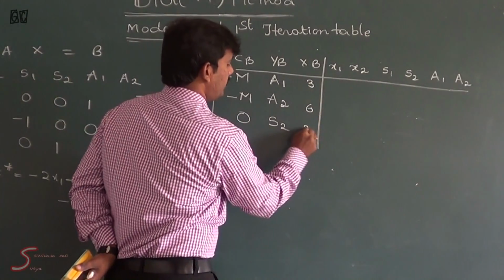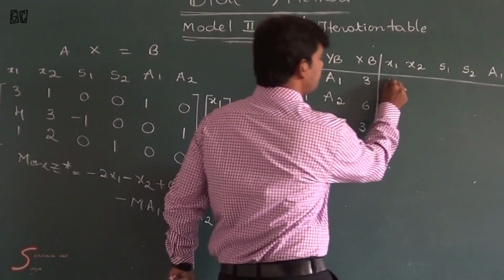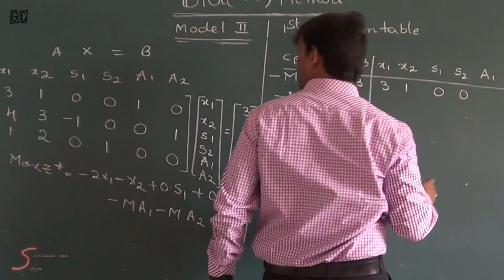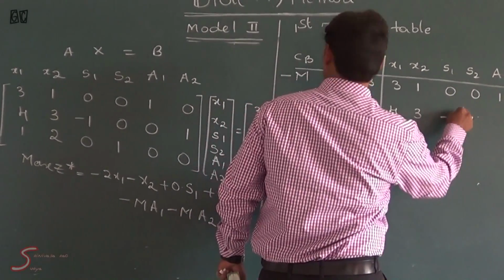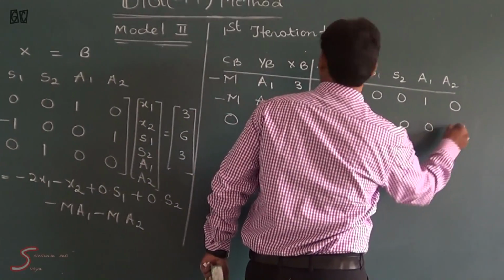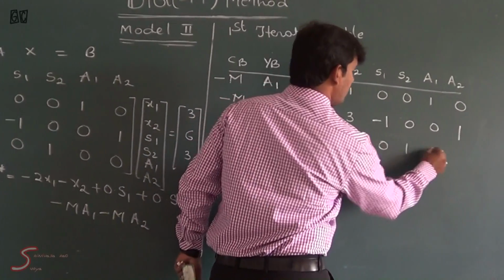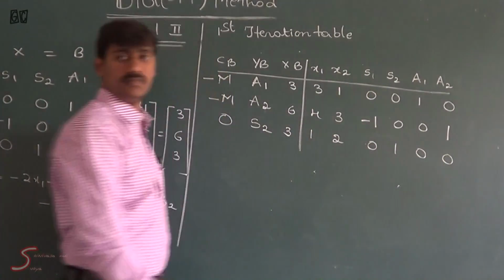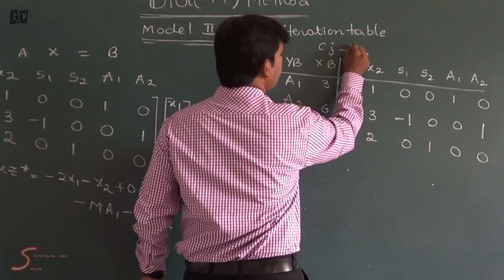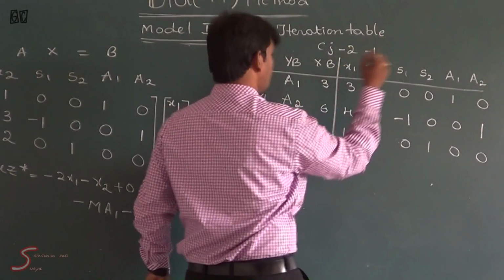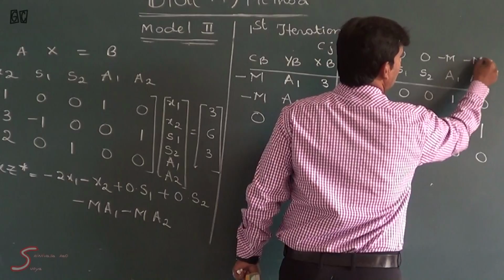3, 6, 3. And I am going to represent this entire matrix here. That is 3, 1, 0, 0, 1, 0, 4, 3, minus 1, 0, 0, 1, and 1, 2, 0, 1, 0, 0. And we have Cj, that is the modified objective function: minus 2, minus 1, 0, 0, the cost of the artificial variable minus M, and here also minus M.